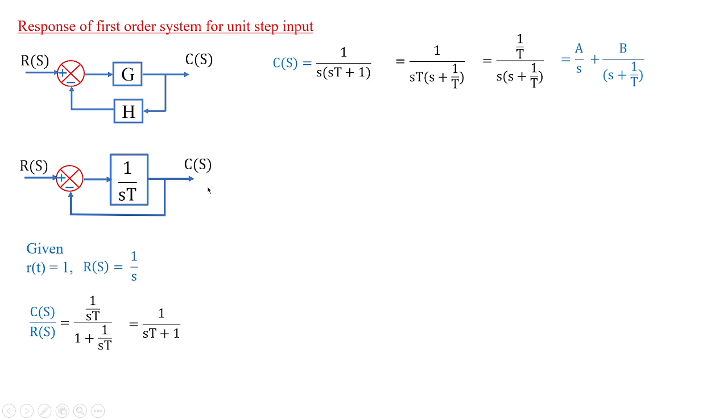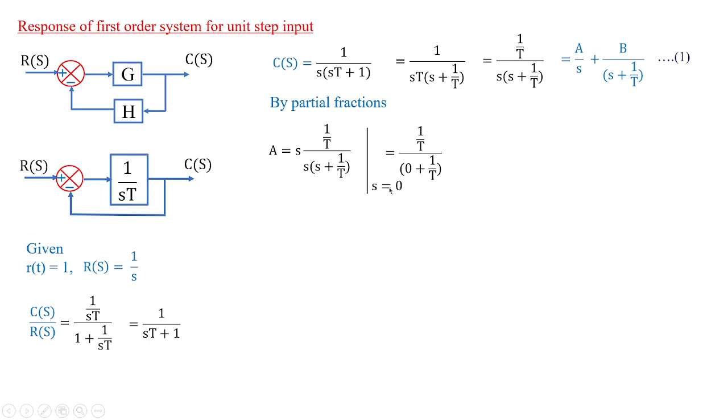Now this equation 1 can be solved by partial fractions by taking the value of A equal to s multiplied with the given transfer function, that is (1 by T) by s into (s plus 1 by T), and substitute the value of s equal to 0. So this s and this s will cancel out, and you have to substitute s equal to 0. So s will be substituted over here, and you're going to get the value of A equal to 1. I hope you understood how we got the value of A, that is equal to 1.